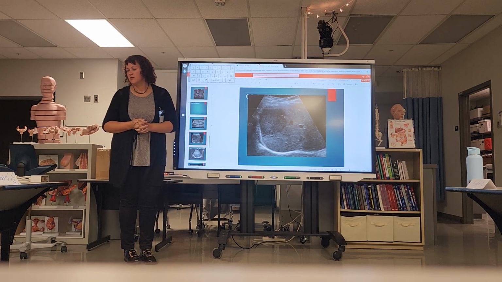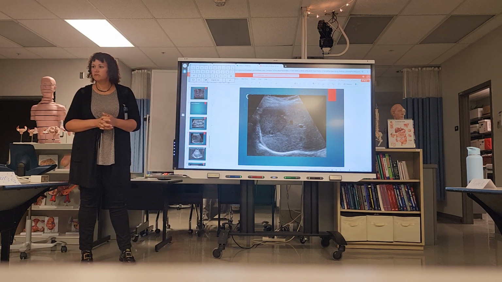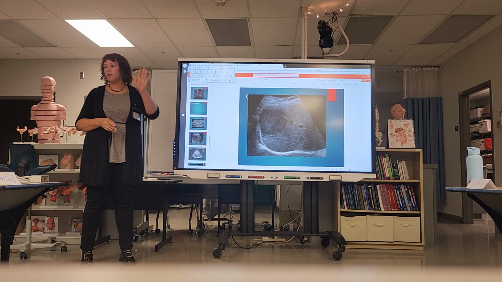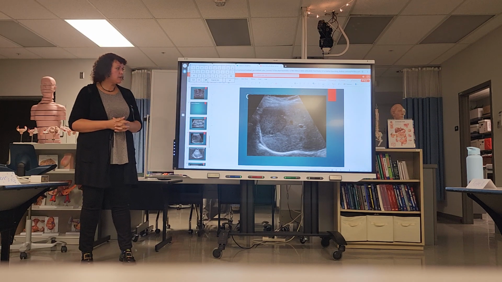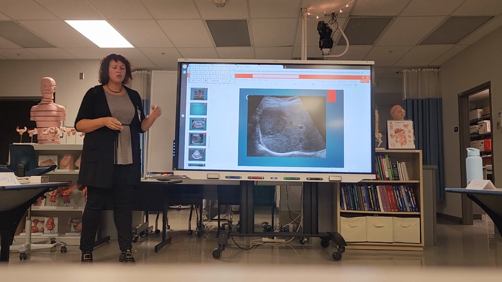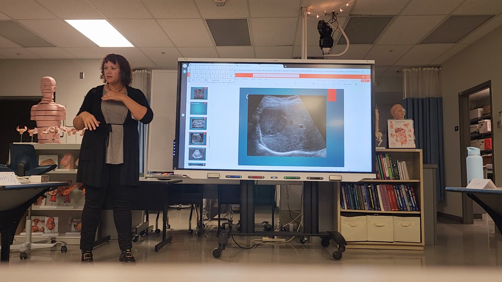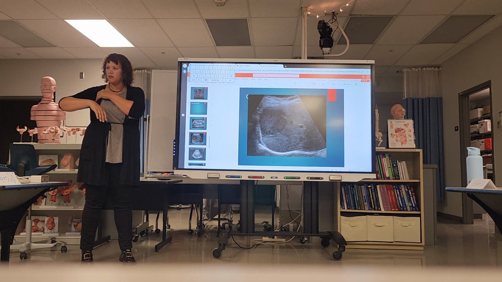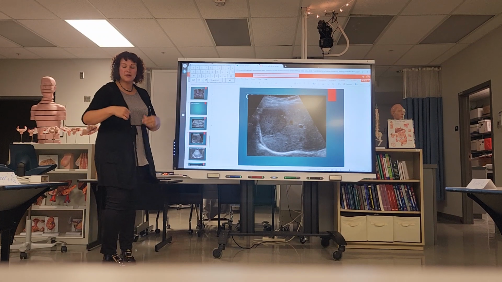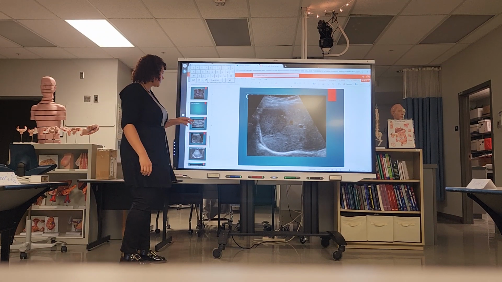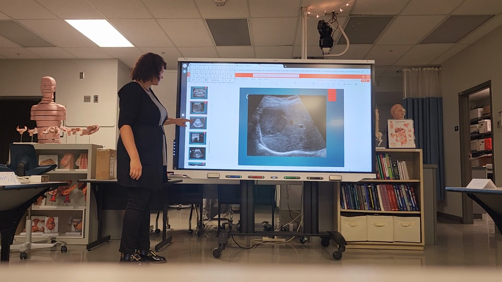So when you find a mass, you want to follow it and see everything around it too. And if there are any lymph nodes, so when you do breast, if you find a mass anywhere in the breast, you're also going to check the lymph nodes here. Yeah, so that's checking for mets to the lymph nodes.